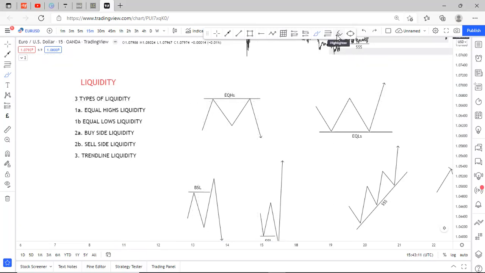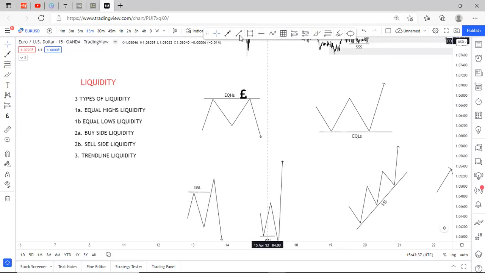Retail traders, I mean the set of traders that don't trade smart money concepts or institutional trading, refer to this as a resistance zone, right? But as an SMC trader, you should know these zones are liquidity zones. Okay, at these zones we have money sitting right here.